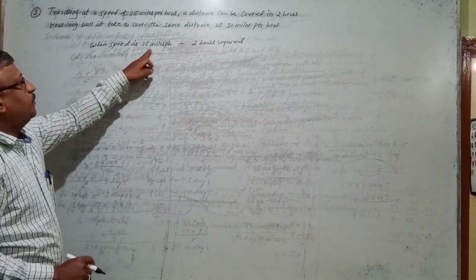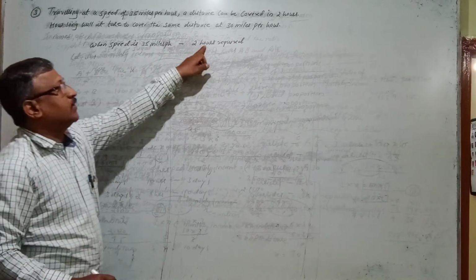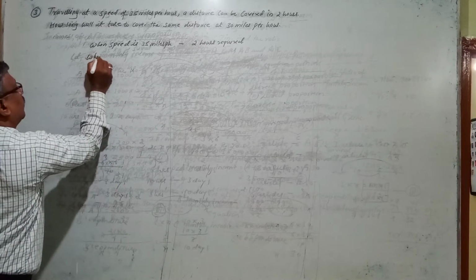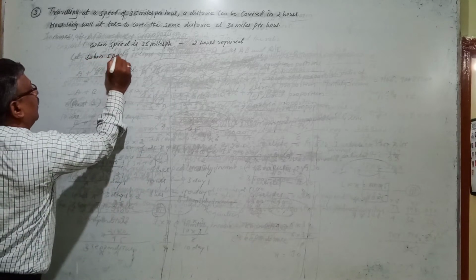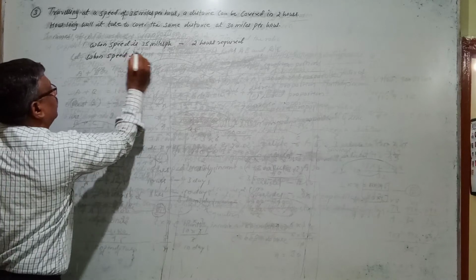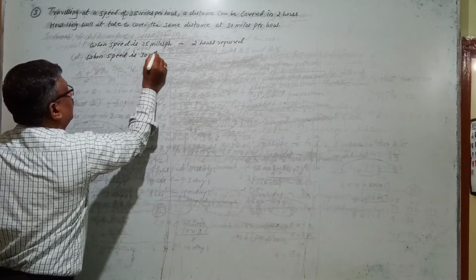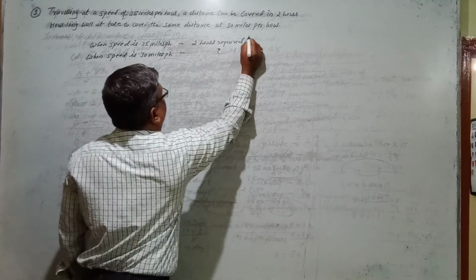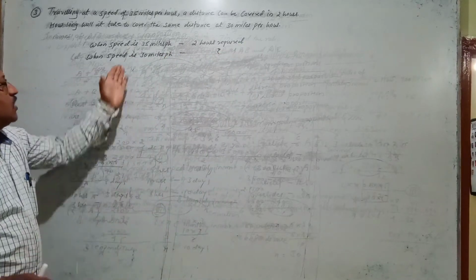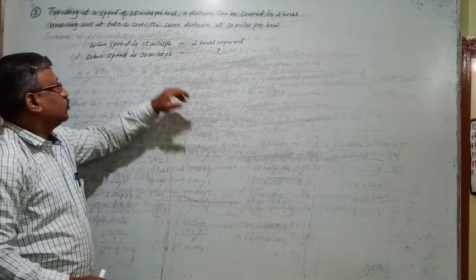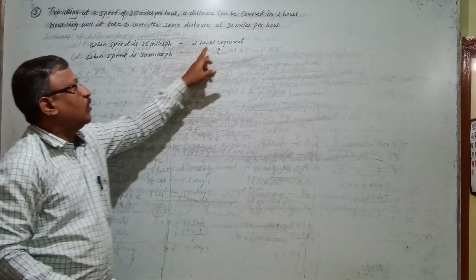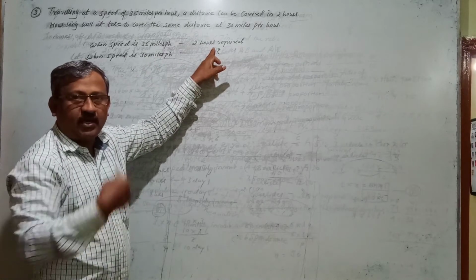If when your speed is 35 miles per hour, to cover the distance 2 hours are required. The question is: when your speed is 30 miles per hour, what is the time required? So this is how you have to put the equation. Whatever ratio is given, you have to write at the beginning, and whatever is asked, you have to write at the end.